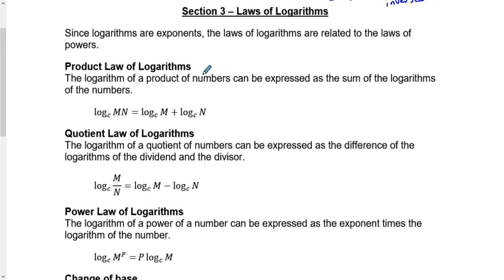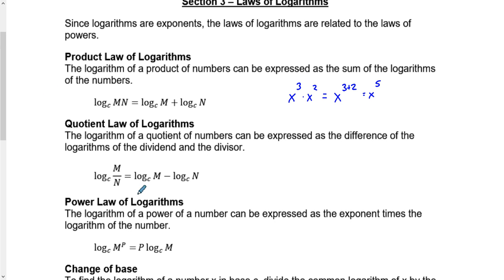So the product law of logarithms. A logarithm of a product of numbers can be expressed as a sum of logarithms. So what that means is if we have the logarithm of 2 things being multiplied together, it's actually just adding their individual logs. Where that goes back to our exponentials is if we had something like x to the power of 3 times x to the power of 2, well, that was just adding those exponents. We have the same base, so we're just going to add the logarithms, add the exponents. So yes, it would be x to the power of 5.